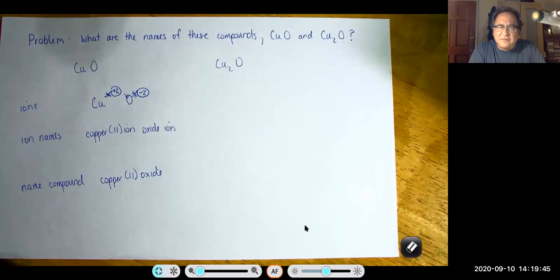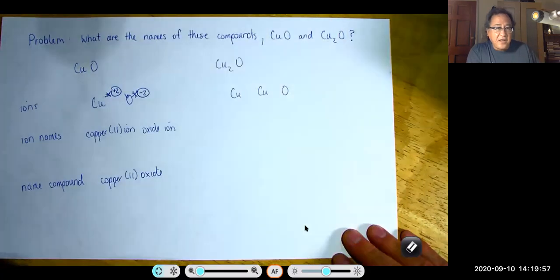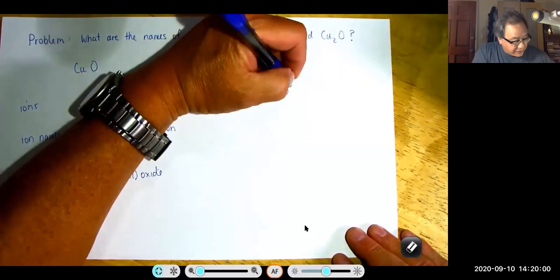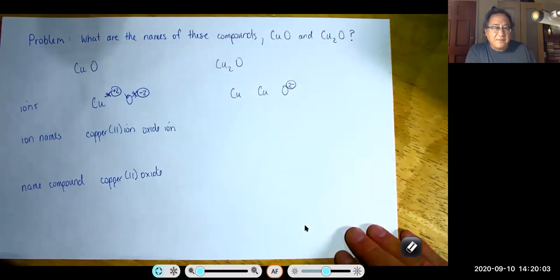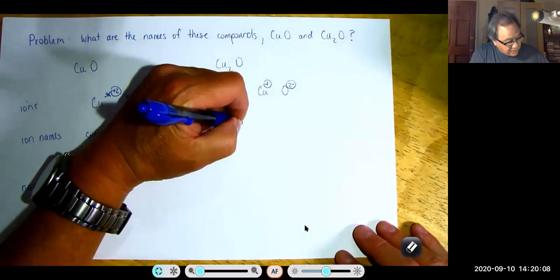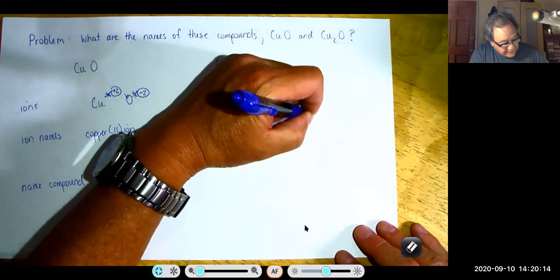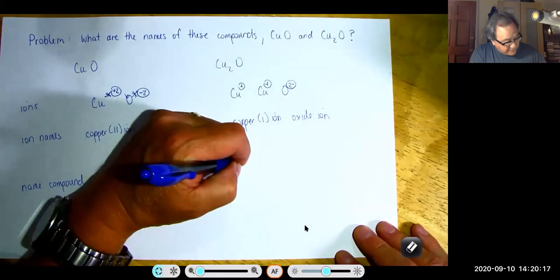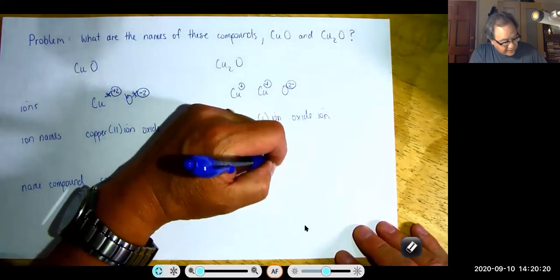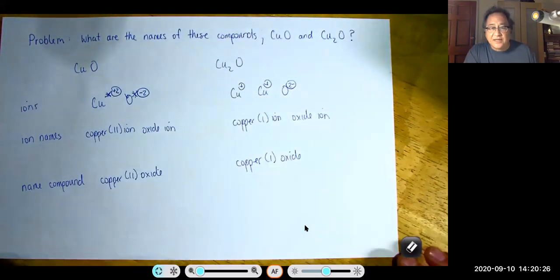Interesting, there's no 2 in the formula, but it's called copper 2 oxide. What's the 2 all about? It's the charge on the copper, not how many. So over here, we've got a copper and an oxygen. The oxygen's fixed at a -2. What does each copper have to be to make this work? +1. So we've got copper 1 ions, and we've got the oxide ion, and we write out copper 1 oxide. Even though there's 2 coppers, we don't write di, we just say copper 1 oxide.